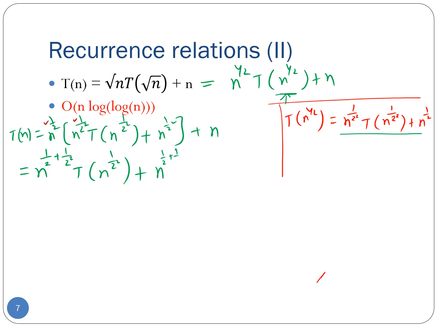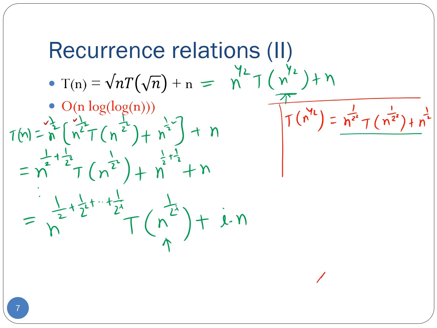So this is half plus half, which is simply 1 plus n. So continuing in this fashion, the ith term would look like this. You have n to the power 1 by 2 plus 1 by 2 square plus so on up to 1 by 2 to the power i, multiplied by t of n to the power 1 by 2 to the power i, and plus here you will have i times n.